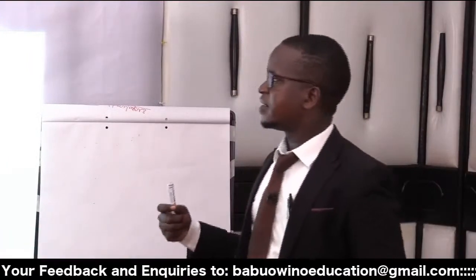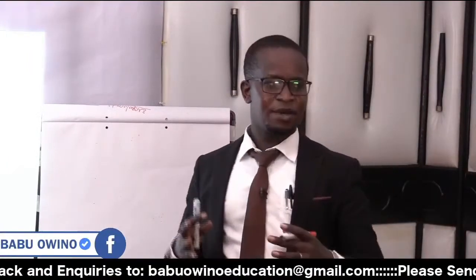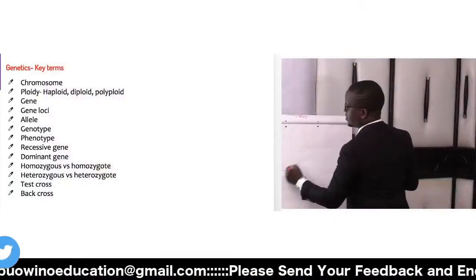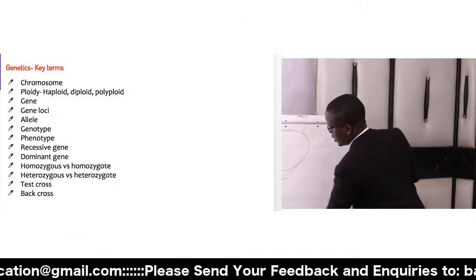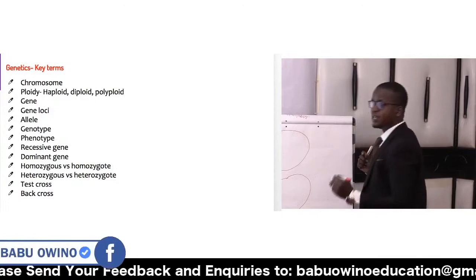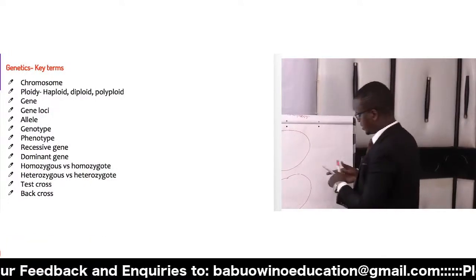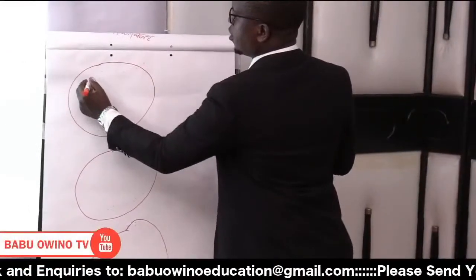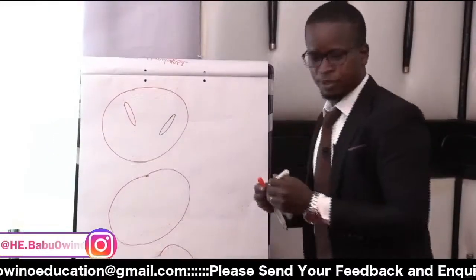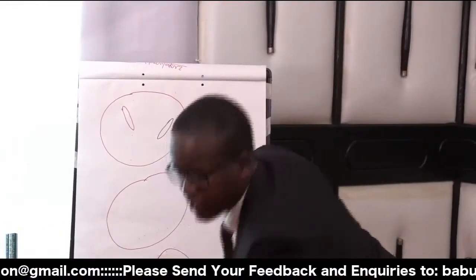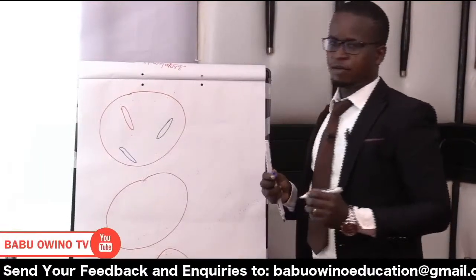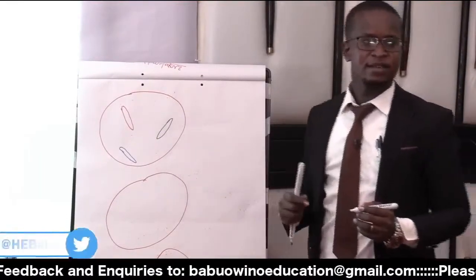Now, the term ploidy. Ploidy is a term that describes the number of sets of chromosomes which we find in a cell. I want us to imagine these three cells that I want to indicate here. I'm going to represent only the nuclei of these cells. Assuming this is one chromosome, this is another chromosome, and I'm going to use different colors to represent different chromosomes. And this is another chromosome. So I am having three chromosomes in this nucleus.